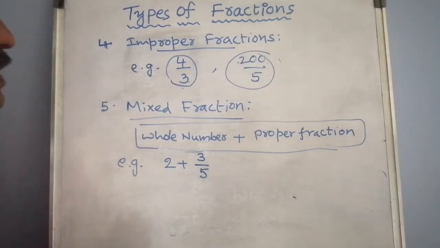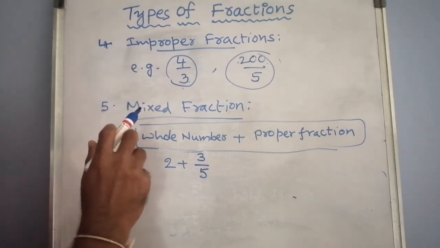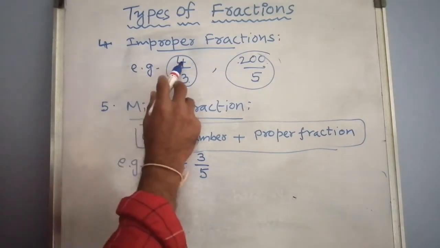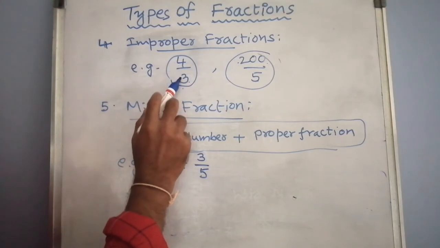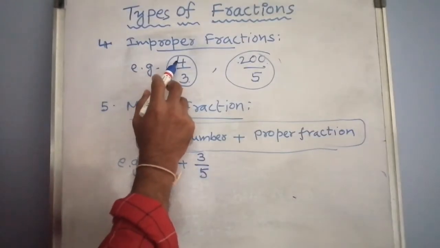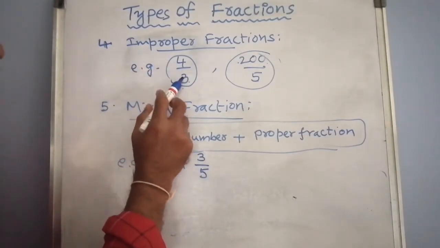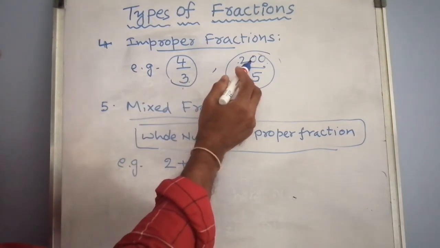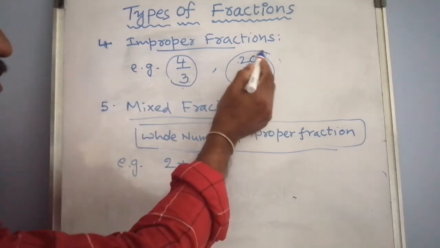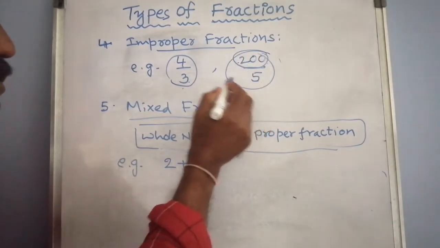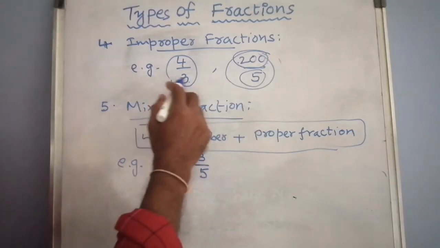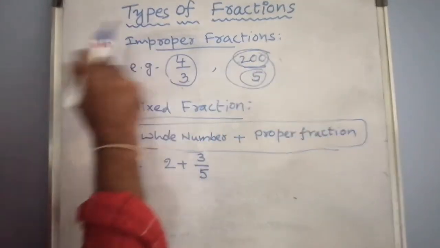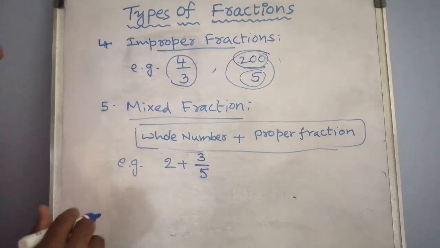Come to the fourth one. The fourth one is improper fraction. What is called an improper fraction? The numerator is bigger than the denominator. An example is 4 by 3. Here 4 is greater than 3. Another example is 200 by 5. Here also the numerator 200 is bigger than the denominator 5. 200 is greater than 5. That's why these two fractions are called improper fractions.